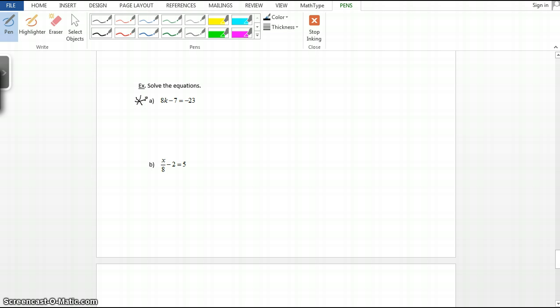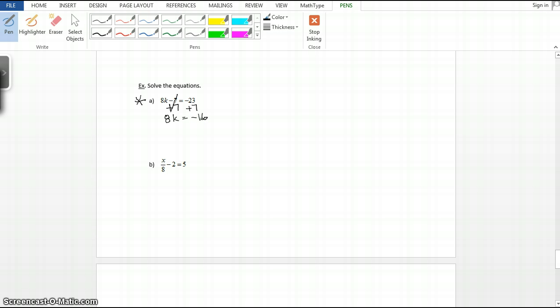8k minus 7 is equal to negative 23. What we want to do first is get rid of that minus 7. So let's add 7 to both sides. Alright, if we add 7 on both sides, the negative 7 and the positive 7 will cancel, and I'll have 8k is equal to a negative 16.